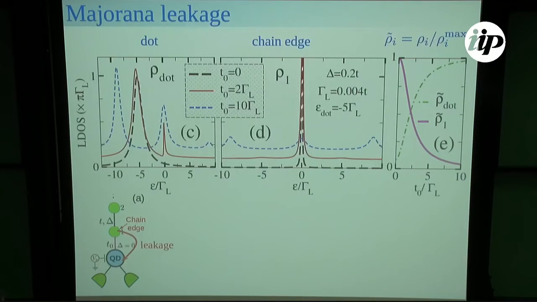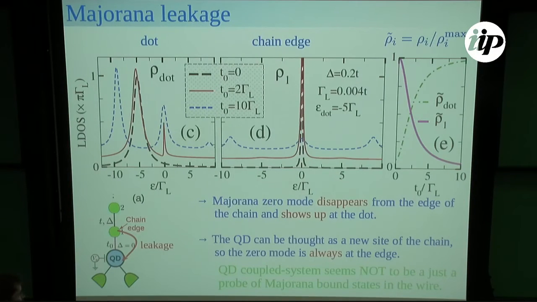But the height of this peak is the same, regardless of the value of this t naught above a certain characteristic value. So here, for example, I'm plotting both. Here, actually, I'm plotting the density of states of the chain. You see that when you increase the coupling, it actually decreases and eventually vanishes. Now here, the density of states at zero of the end of the chain is called rho 1, and the rho dot increases, up to here, it doesn't depend anymore on the coupling t naught. So what we can see here is that the Majorana is disappearing from the end of the chain and showing up in the dot. So this is what we call leaking.